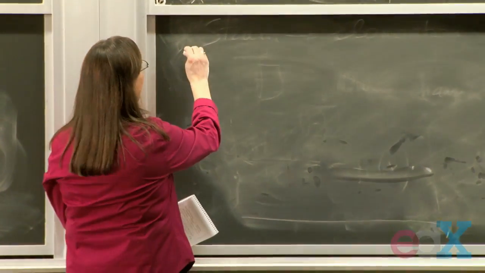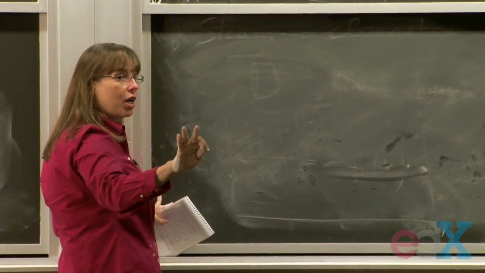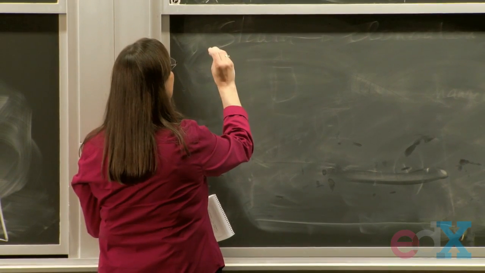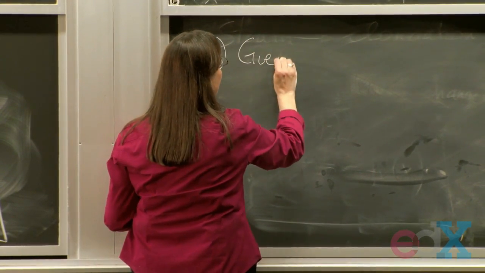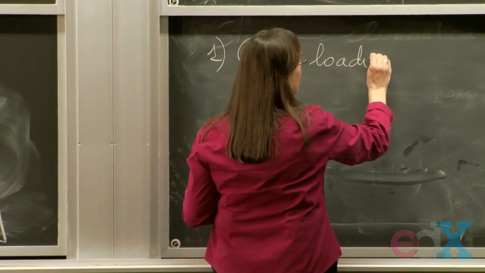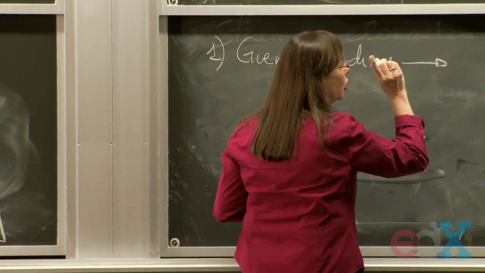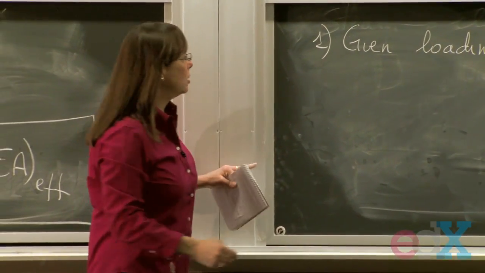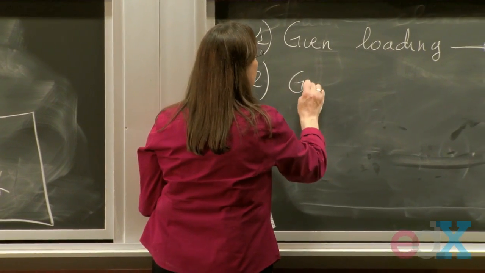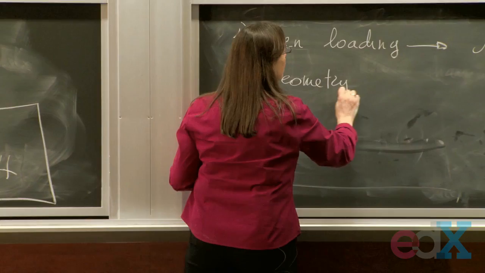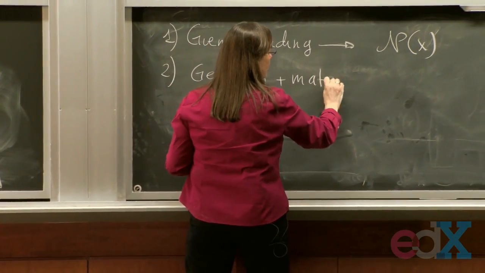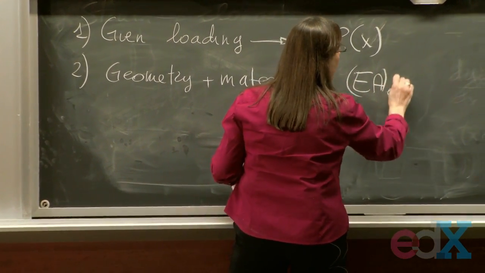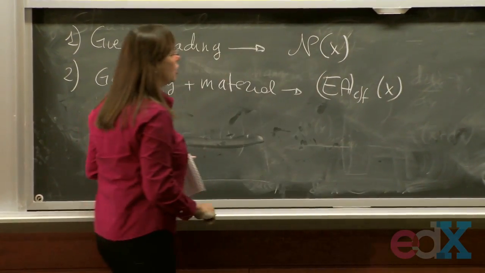Okay, so how the whole path goes. We're going to just say how it goes. You're going to start working on it. Then we're going to do examples on Monday, all kinds of stuff. So 1, you're given the loading. From this loading, we learn how to calculate N of x. Or at least I told you how to. You can do it. 2, I'm given the geometry and the material properties. Out of that, you calculate EA effective at every cross section.